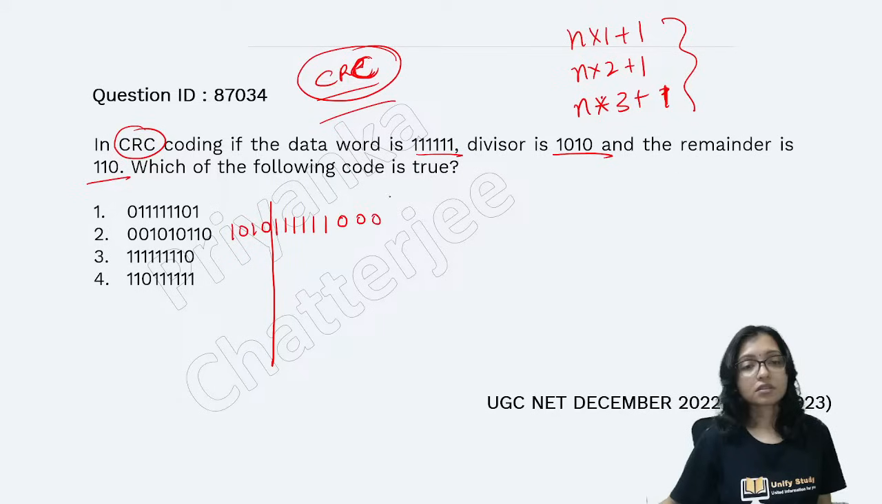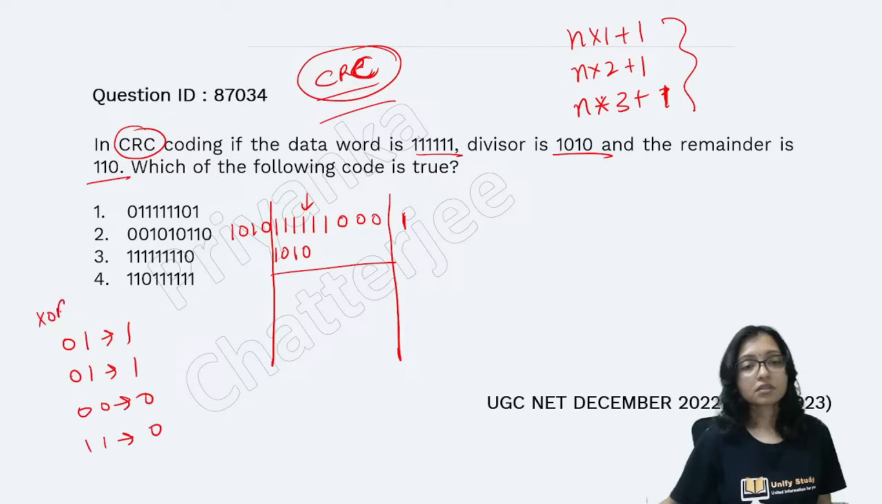Then here it is 1. Then what will it be? 1 0 1 0, right? So I have to do the XOR operation. 0 1 is 1, 1 0 is 1, 0 0 is 0, 1 1 is 0. That is the XOR operation, right? This is 1, this is 0, this is 1, this will be 0, it will be discarded.